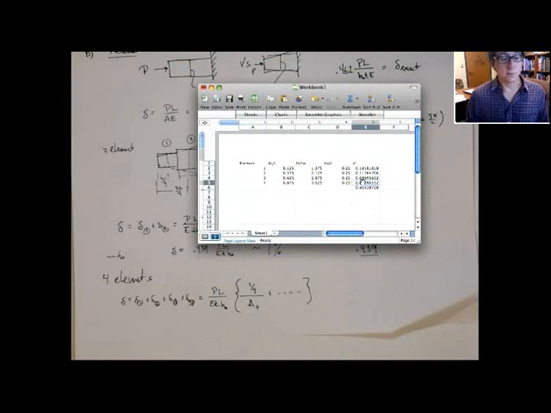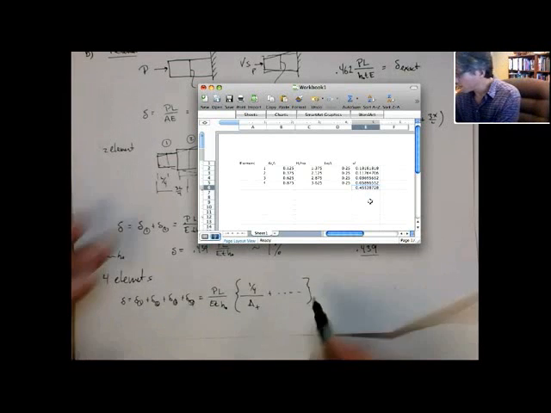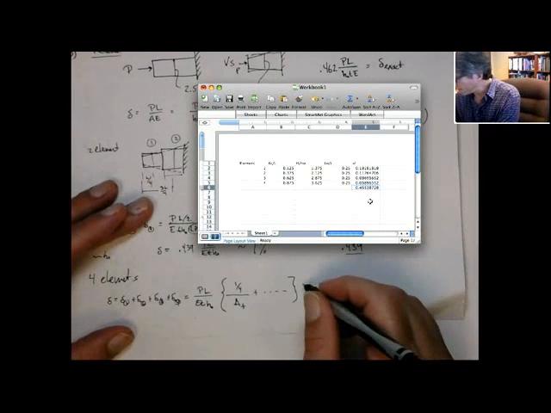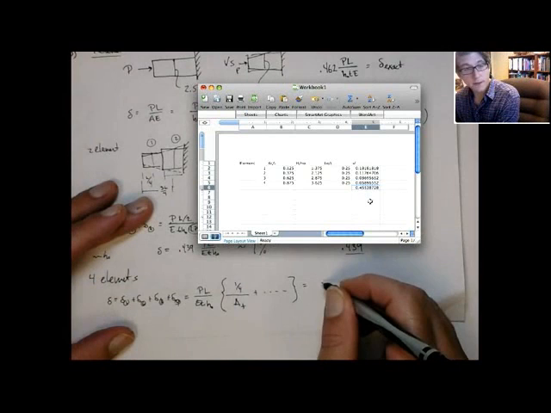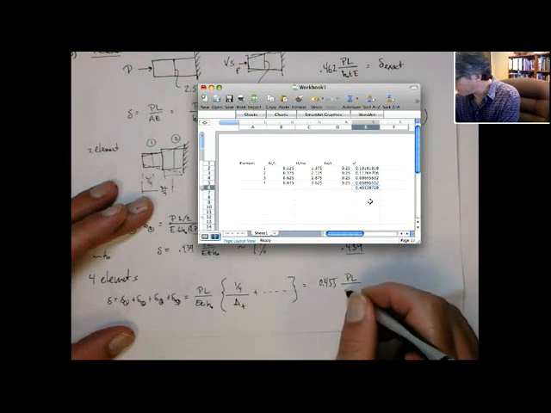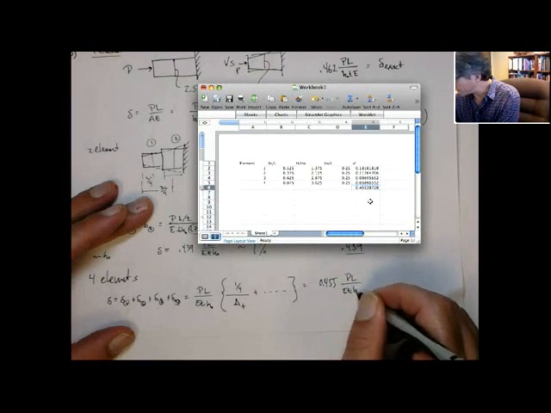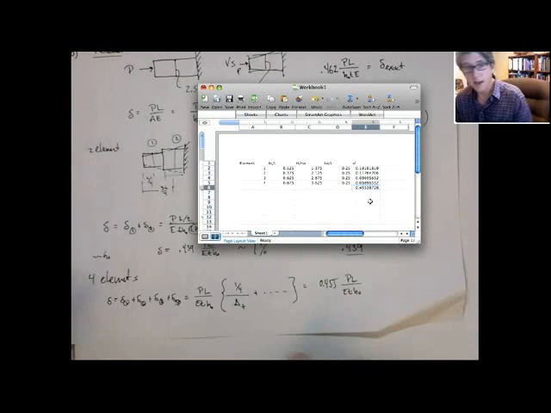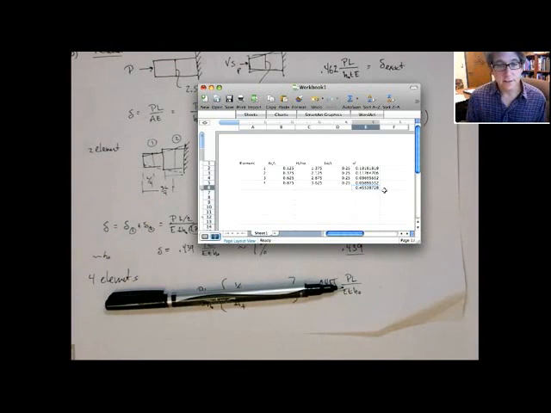And basically these are proportional to the stiffness of the element. You can see obviously the fourth element is much stiffer than the first element because it has a bigger cross-sectional area. When you sum them all up, that's what you get. So that's basically our answer. So if I go down here, this is going to become 0.455 times PL over ETH naught, okay?